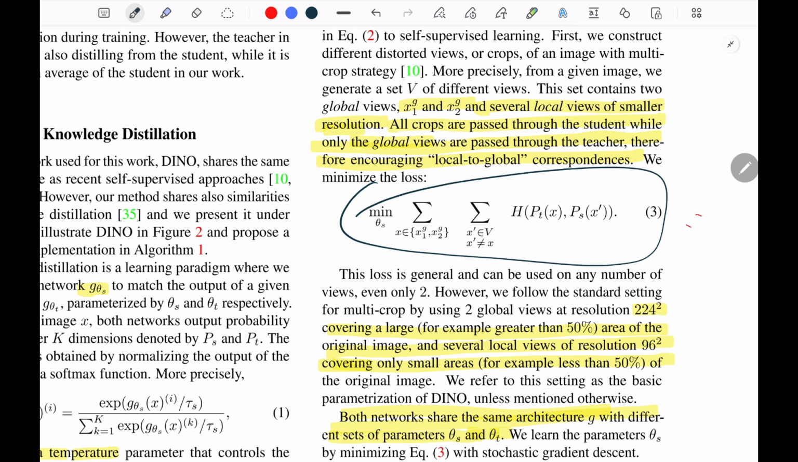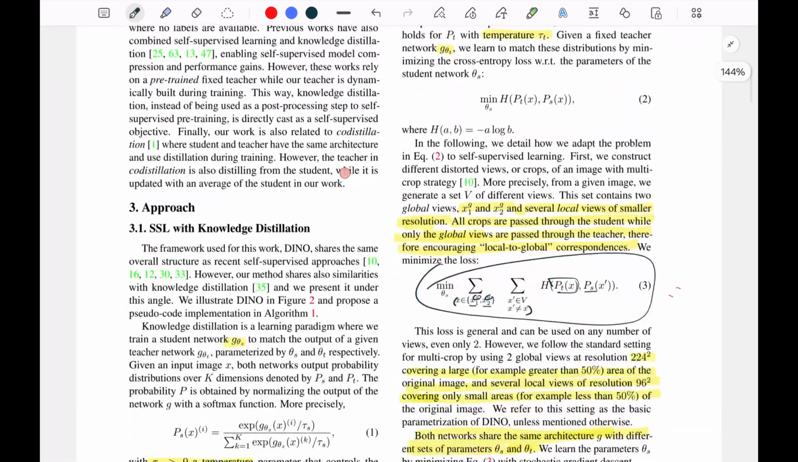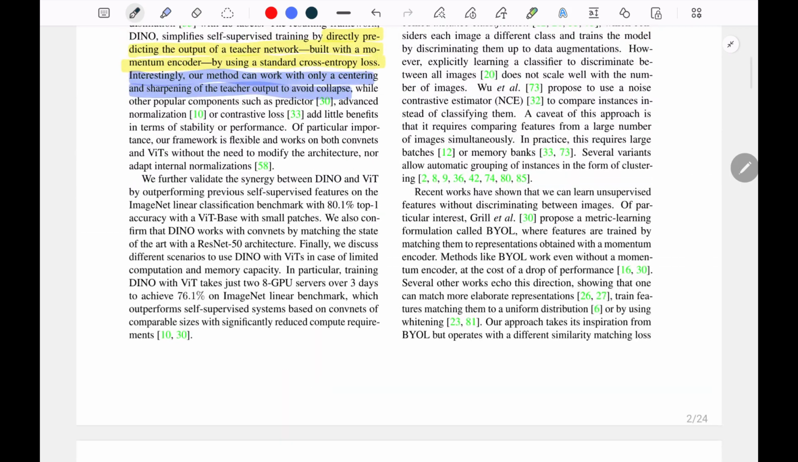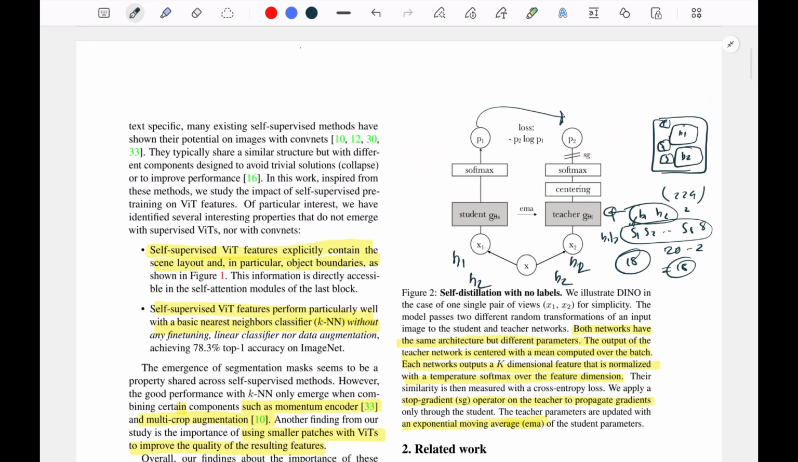So they have an equation, and here they are showing exactly what I just explained. This is P_t, and this is P_student. You can see that 2 big G is the global crops x1, x2 for the teacher, and for the student x' is not equal to x, so both cannot be the same. That is what they do there. And their loss is actually a simple cross entropy between them. So basically cross entropy is trying to learn the distribution similarly.